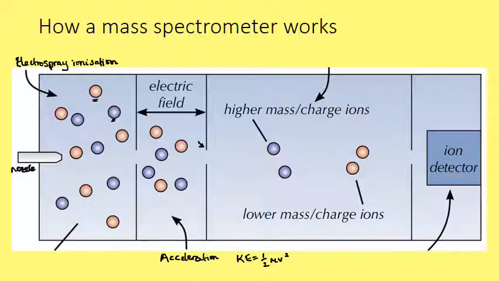Let's say the charge is both 1 positive, then the amount of time that it takes them to get from left to right just depends on their mass. So the smaller or less massive particles travel across that main chamber in less time than the heavier ones, the ones with higher mass. So let's just finish off that little chamber by labeling it. This is the ion drift chamber.